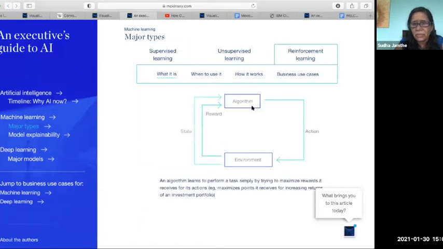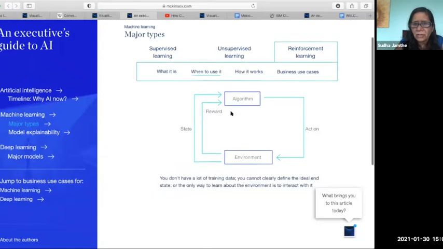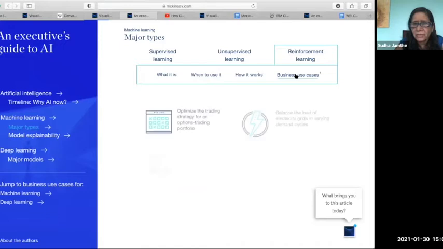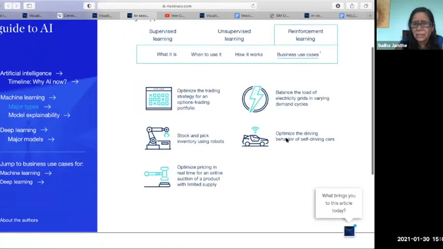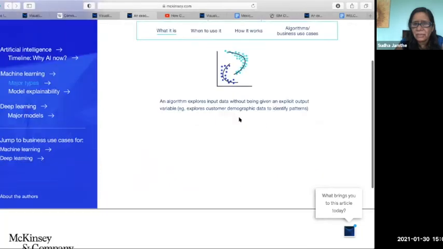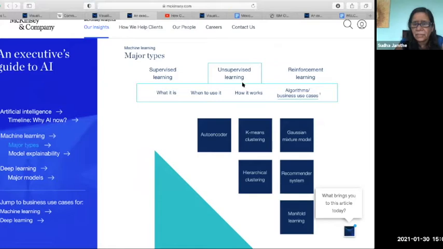It shows a reward environment and the algorithm loops to learn. It does a good job of explaining how it all works. When is it used? They're not doing much on this for some reason. Maybe they have business use cases. They have a bunch of business cases where reinforced learning is used, where unsupervised learning is used, and things like that. Algorithms which are unsupervised.